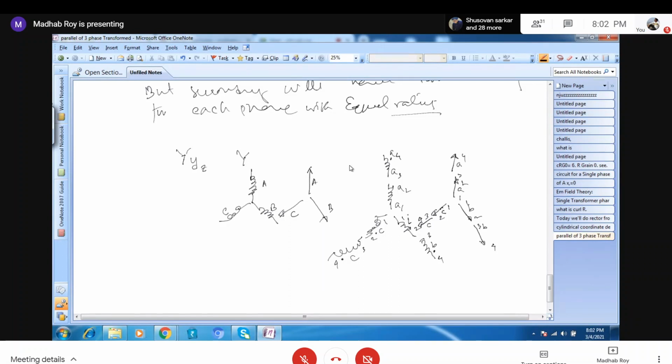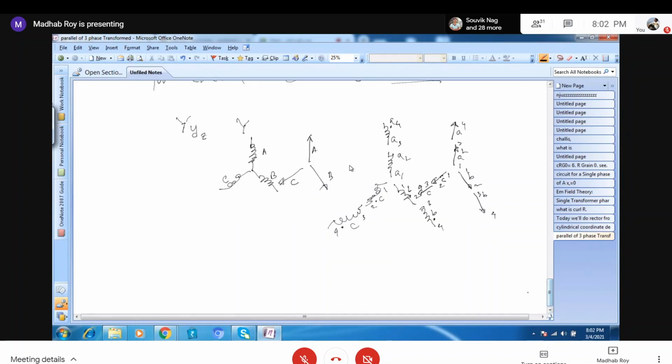Now if you want to connect it as a YZ star, 11. Suppose we want to make it as a YZ 11. Can we make it? So that's the task. So the Z side we can make as 11. Suppose we can do the 11 like this.